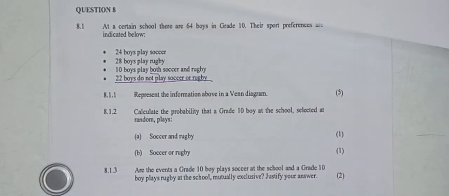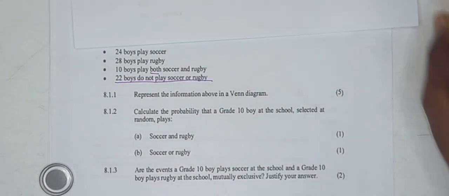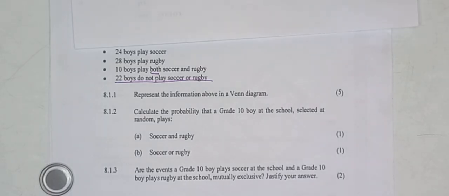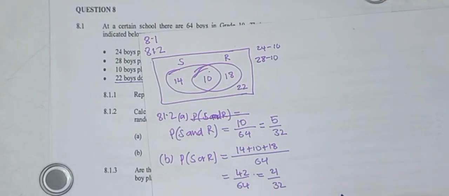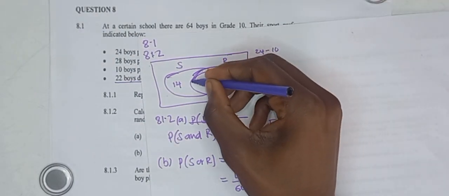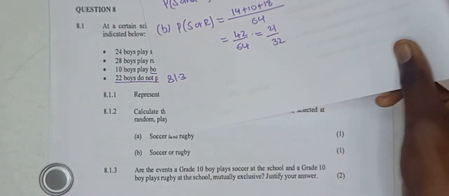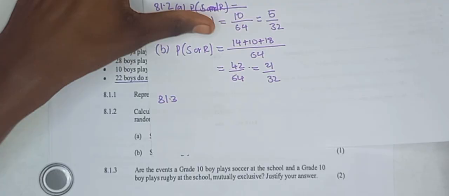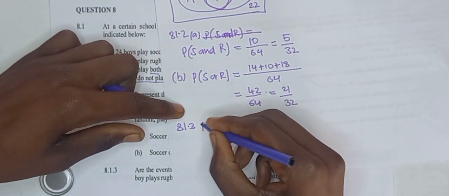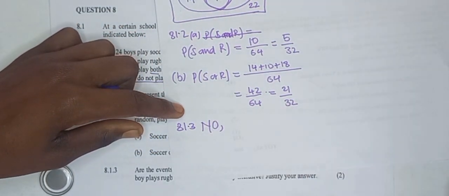Going to the last question, 8.1.3: are the events of grade 10 boys playing soccer at school and grade 10 boys playing rugby at school mutually exclusive? Justify your answer. For events to be mutually exclusive, what do we know? We know that the probability of A and B has to be equal to 0. If we take a look at our Venn diagram, the probability of A and B is not equal to 0. So are these two events mutually exclusive? No, it is not mutually exclusive.